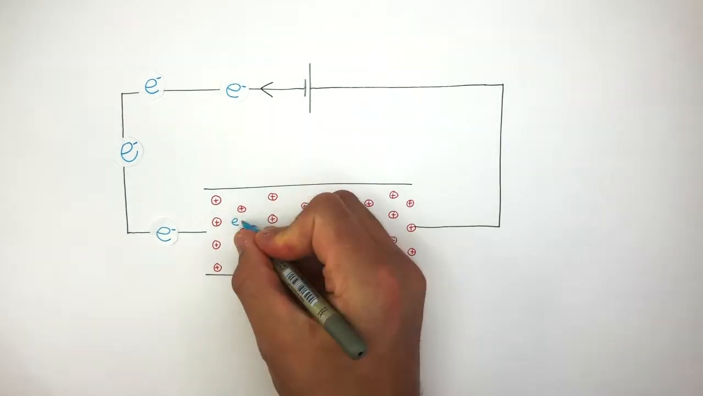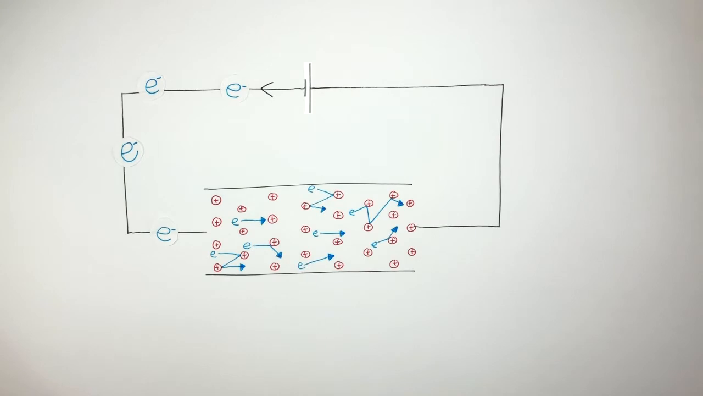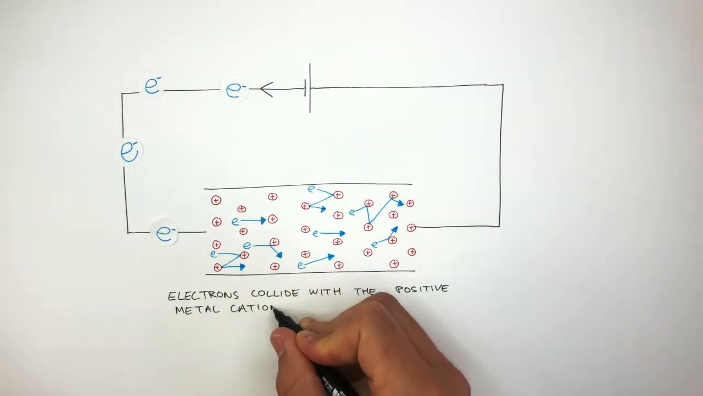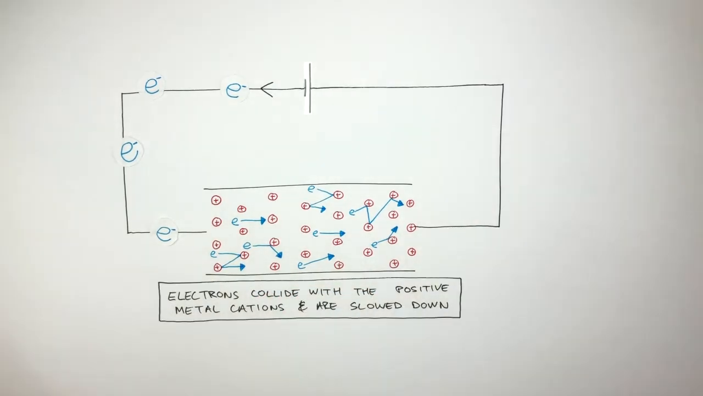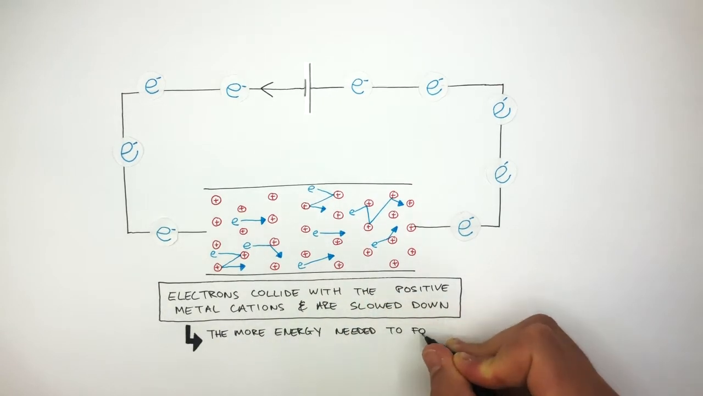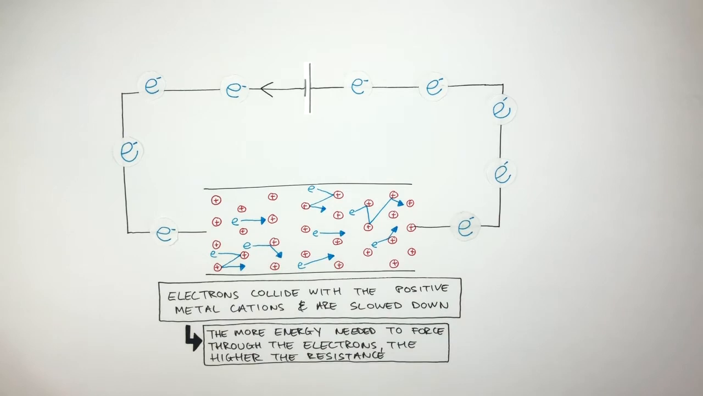As the electrons flow through the metal wire, they collide with the vibrating metal ions. So the electrons collide with the positive metal ions and are slowed down. The more collisions that take place, the more the electrons are slowed down. Therefore, the more energy needed to force through the electrons, the higher the resistance.